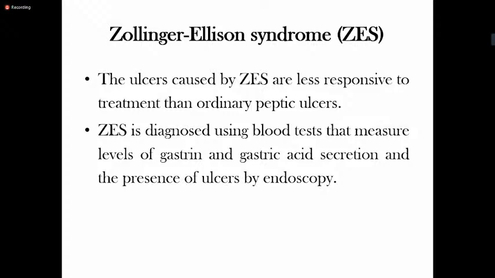So endoscopy is done, and we aspirate the stomach contents, and as we aspirate, we can assess the presence of gastrin and gastric acid. Gastric acid is hydrochloric acid.